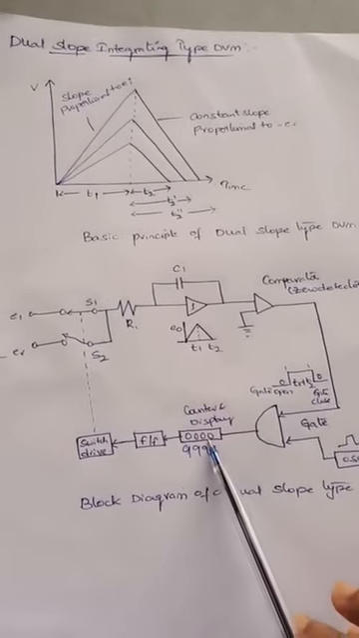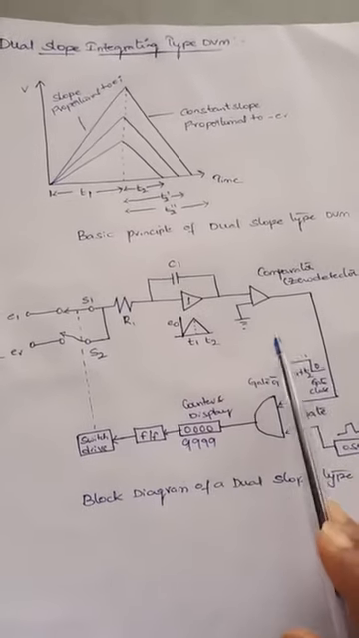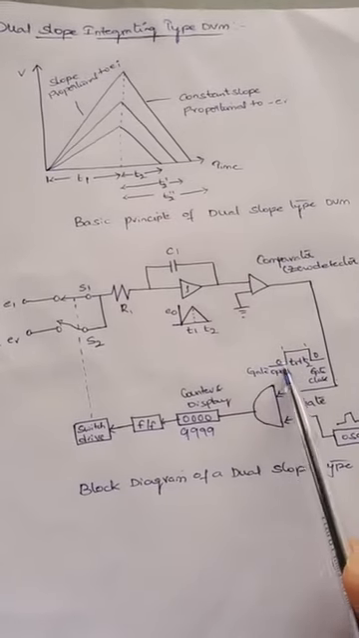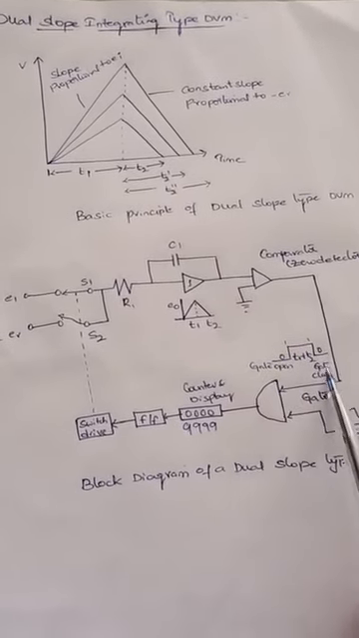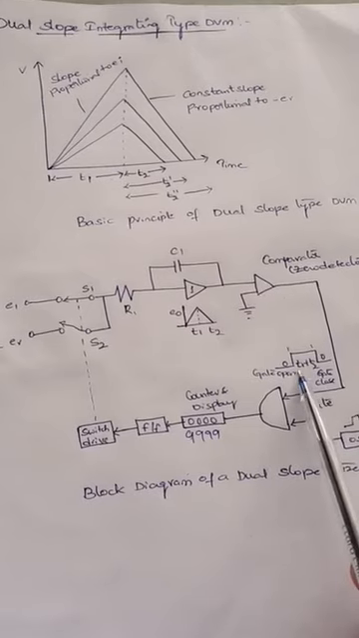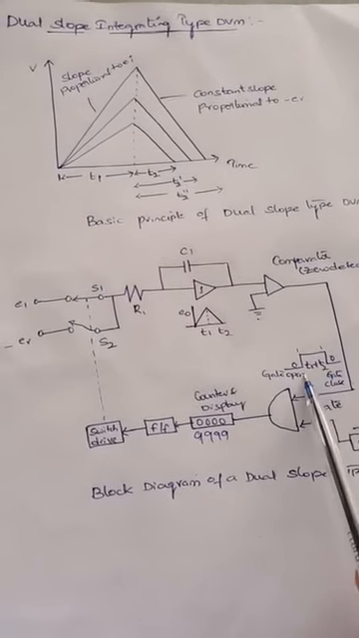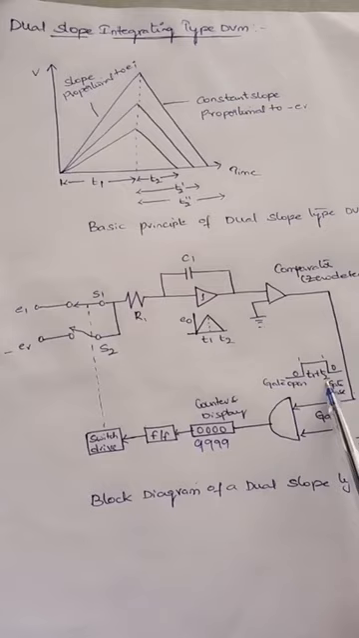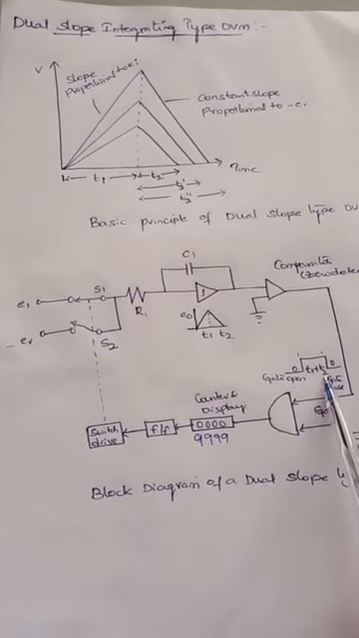So this is what happens in the dual slope integrating type DVM. Here you can see the gate is open for 1 and closed for 0. From this you can see the average time period of T1 and T2. T1 is the time during which the capacitor is charging, and T2 is the time period during which the capacitor is discharging.